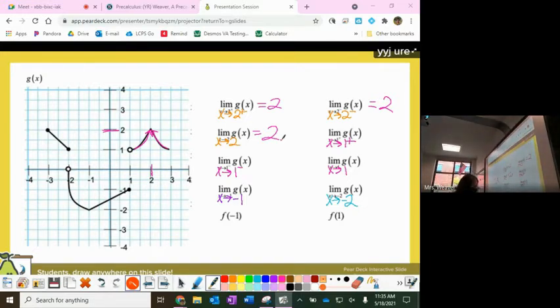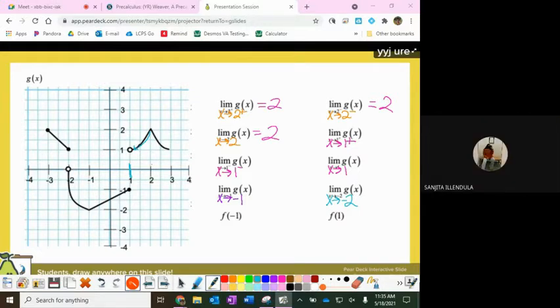Sanjita, can you help me with this next one? Let me erase some of my stuff here. What's the limit of g of x as x approaches 1 from the right? Sanjita, so we've got to find an x value of 1. As we approach that value from the right, what is the limit of g of x as x approaches 1 from the right, Sanjita? -1.